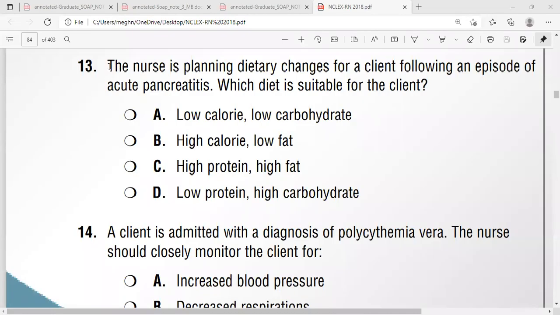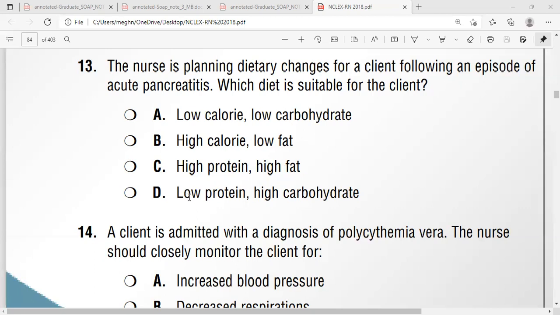The question here: the nurse is planning dietary changes for the client following an episode of acute pancreatitis, which means inflammation of the pancreas. Which diet is suitable for the client who has acute pancreatitis? Number A, low calorie, low carbohydrate. Number B, high calories, low fat, high protein. Number C, high fat.